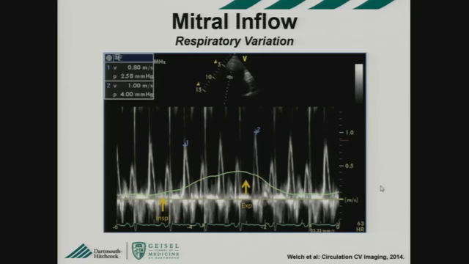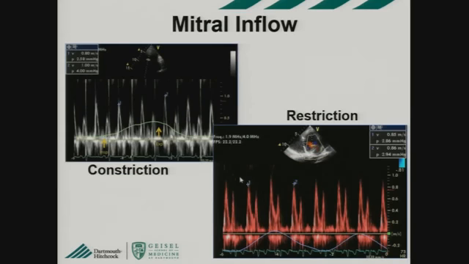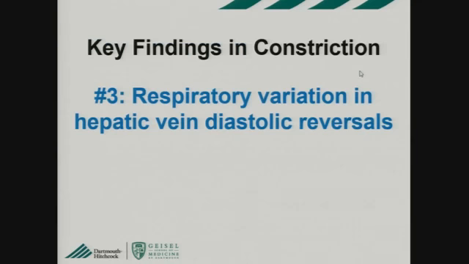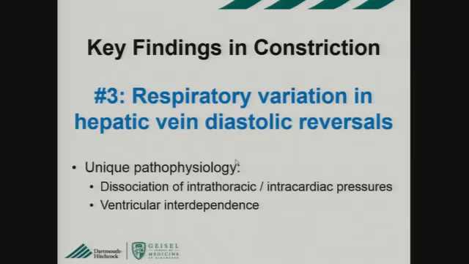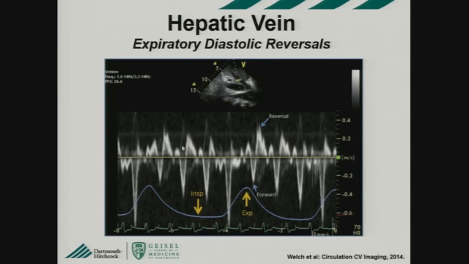You can also see changes in basically all of your Doppler flows, of course, but the mitral inflow has been best studied, as compared to restriction or other forms of heart failure where we do not expect to see that phasic change, that respiratory change in mitral E velocity inflow. And again, along these same lines, we talked about the hepatic vein reversing in diastole in expiration with constriction, and you can see that with pulsed wave Doppler.